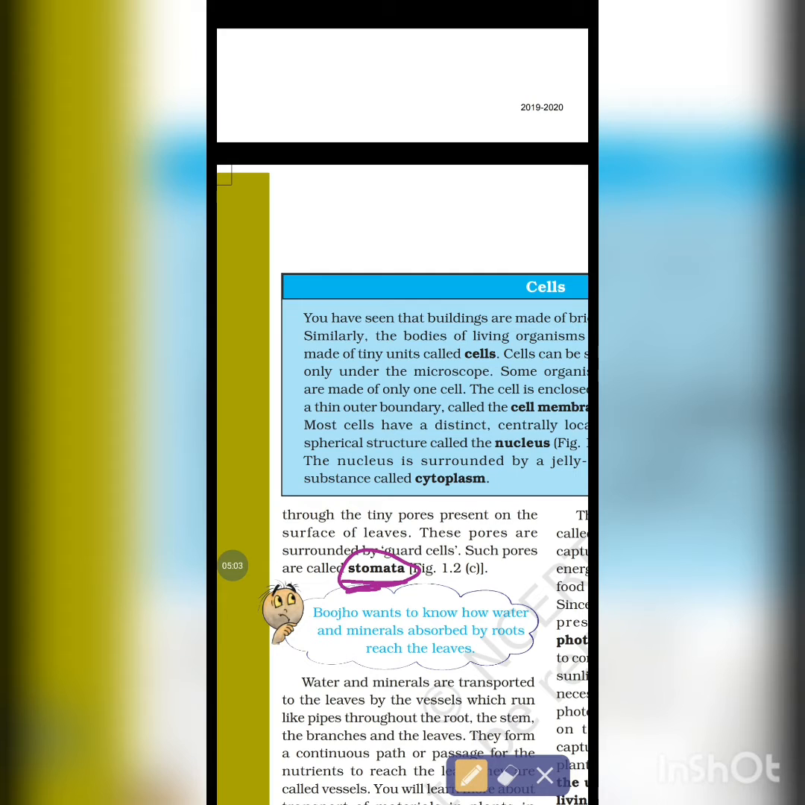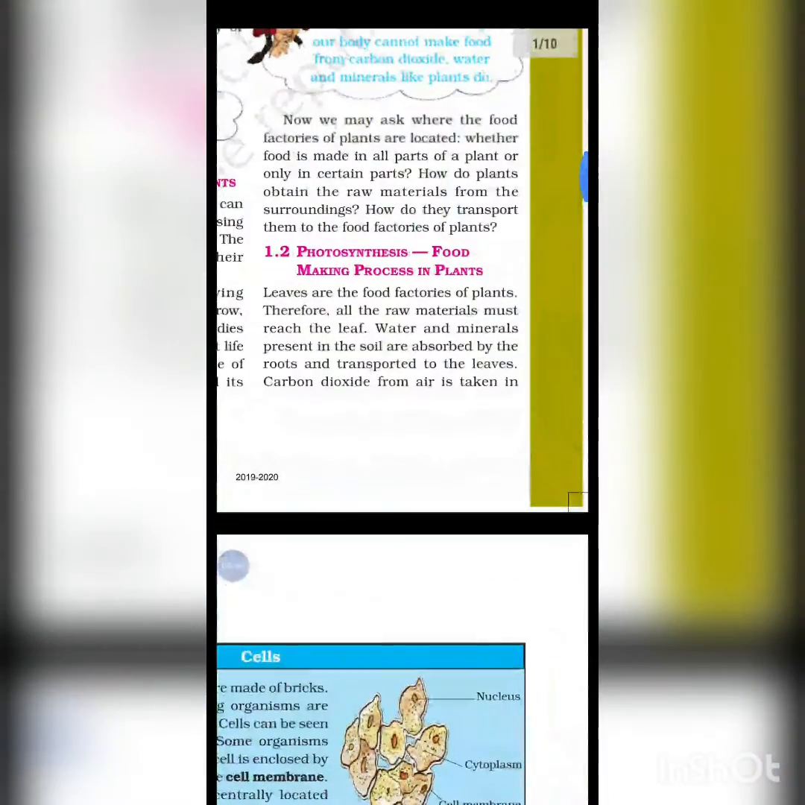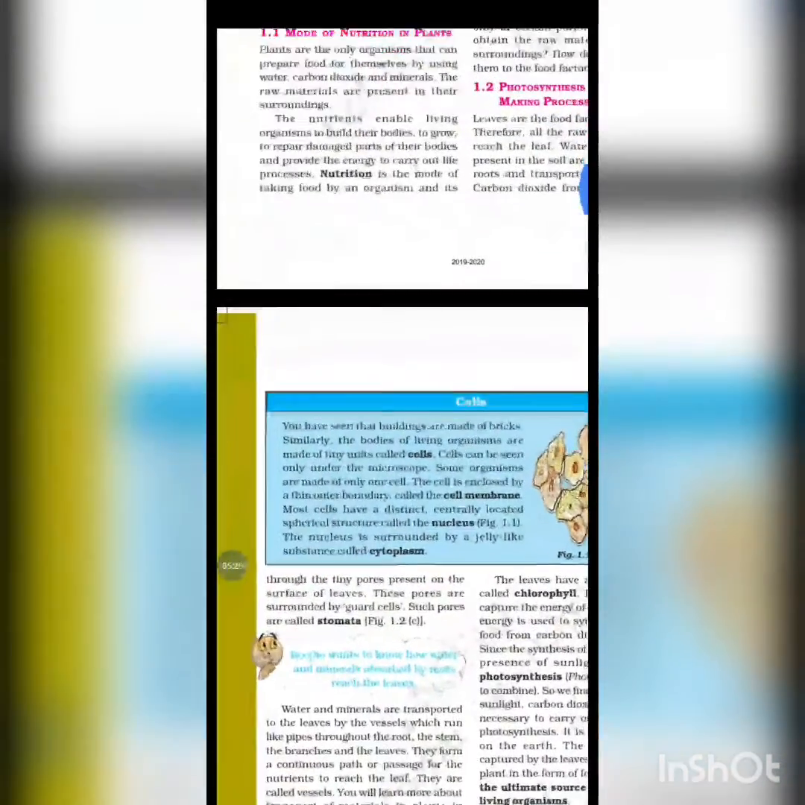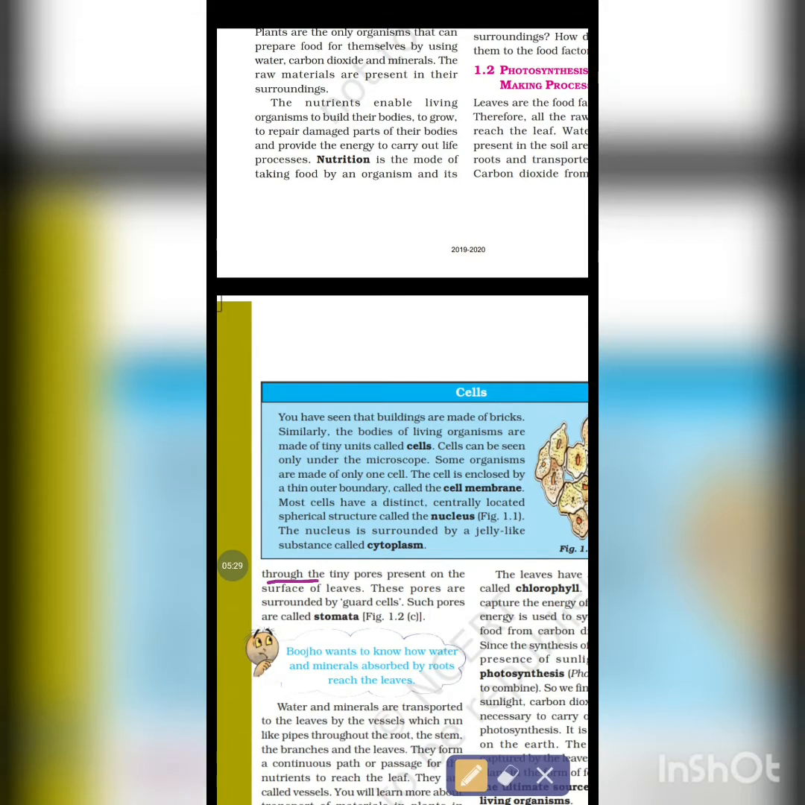It is very important to know what we mean by stomata. Stomata are the tiny pores present on the surface of leaves through which carbon dioxide from the air is taken in. These pores are surrounded by guard cells. Such pores are called stomata. This will be the definition of stomata.